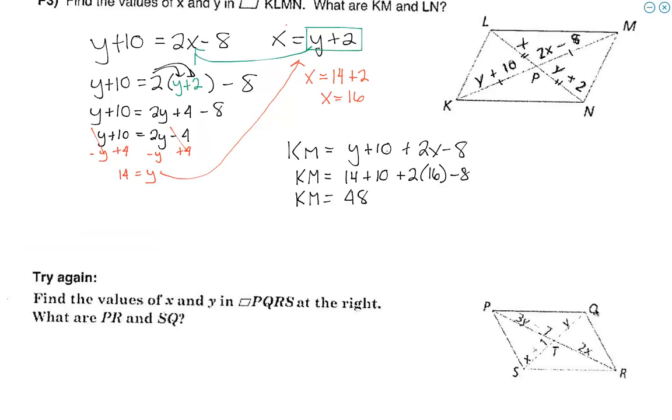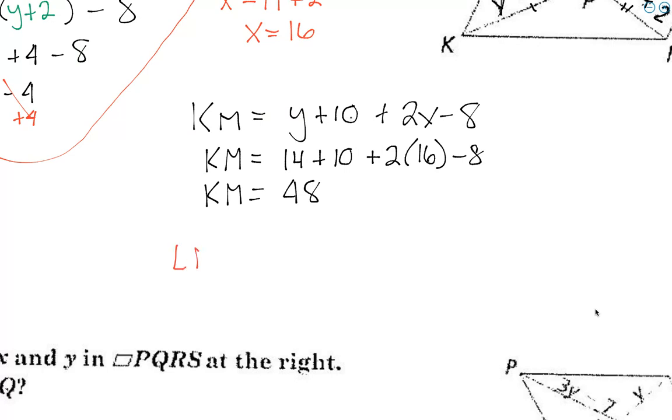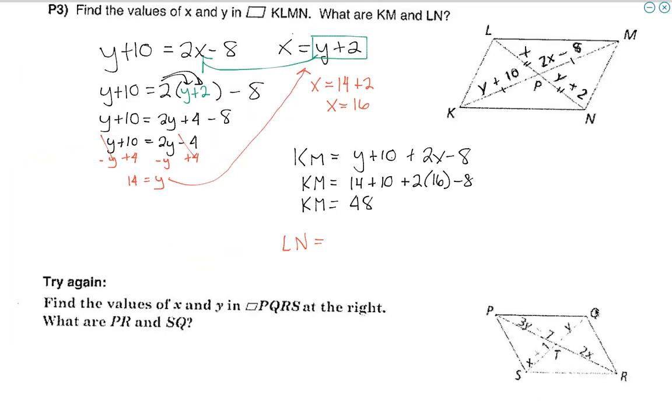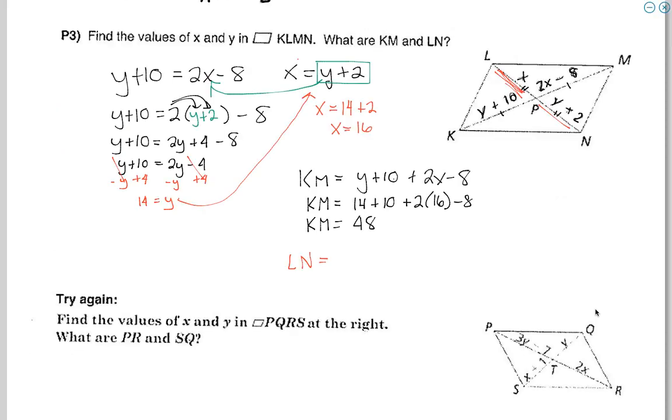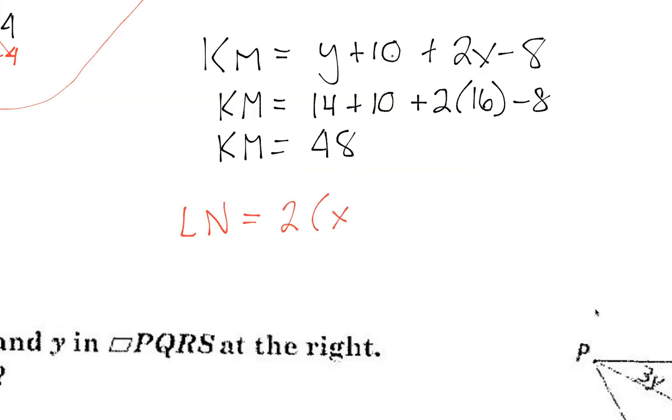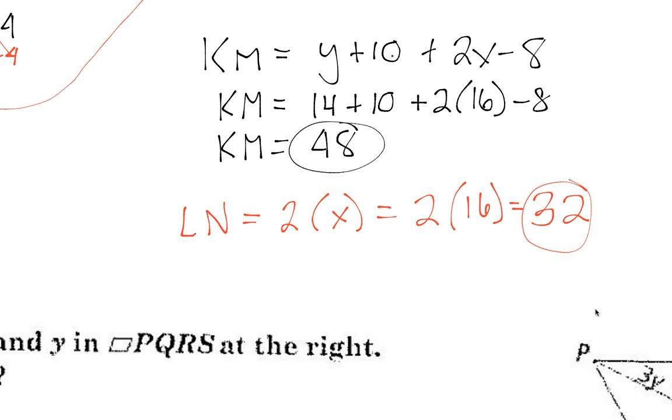And then LN, let's show you how the other way would be if we did not write it all out. LN is going to be x plus y plus 2, or we can just double whatever this is. Let's try it that way. X was 14. Nope, x was 16. Which is 32. So there's a pretty involved problem there.